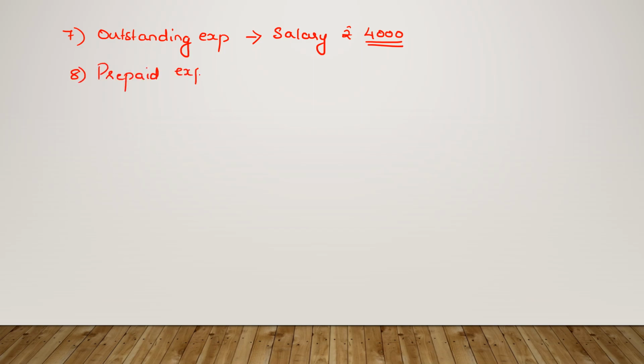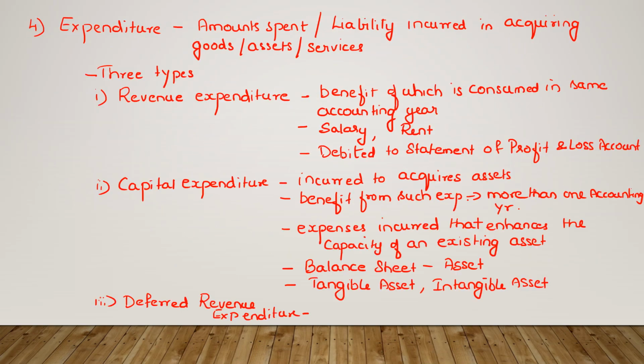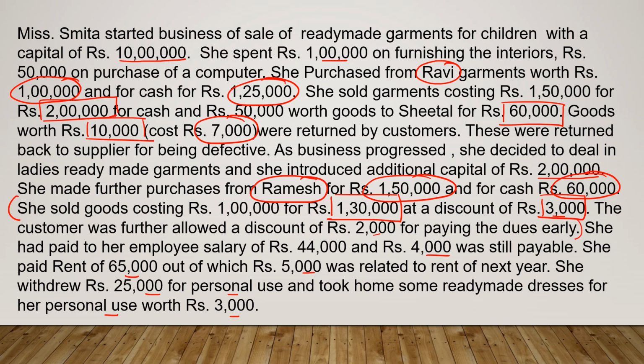The next is the term outstanding expense that we learned. So in the outstanding expense, the amount related in this example is only the salary of rupees 4,000, which was still to be paid, is the outstanding expense. And prepaid expense in this example is related to the rent, rupees 5,000, which has been paid in advance. So these are the calculations of how we go about calculating different items related to this particular example.